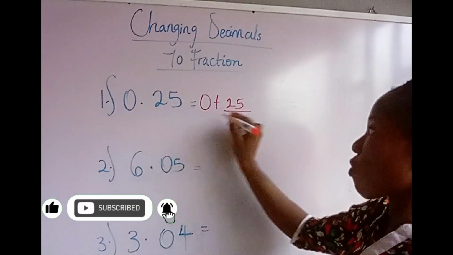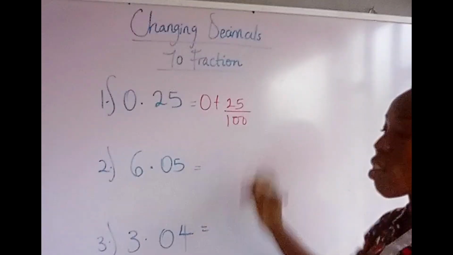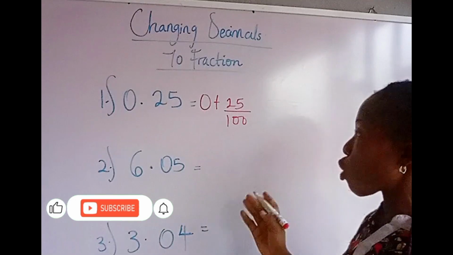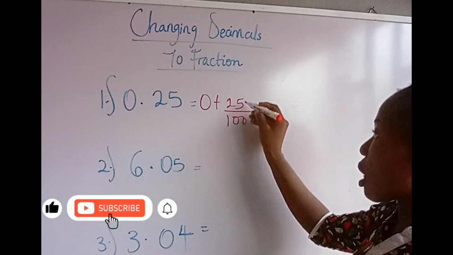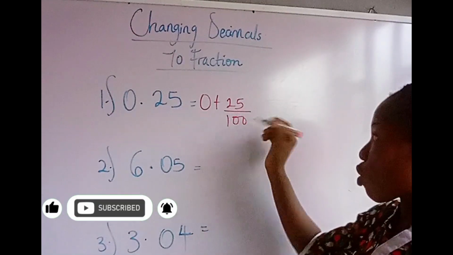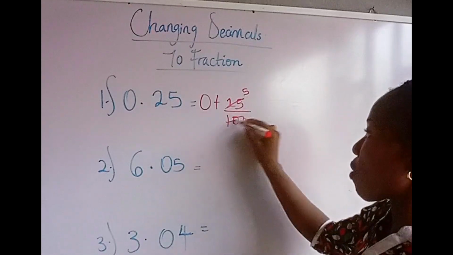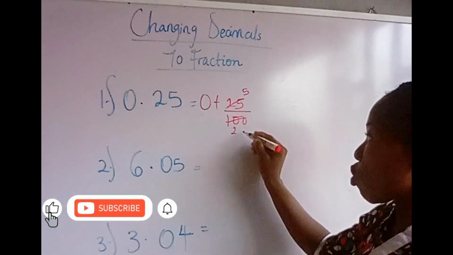So this will be 25 over 100. Divide 25 over 100 to the lowest term. What do you have? So this will be, what can go into 25 and 100? 5. 5 can go here, 5. 5 into 10, that's 2. You bring down your 0.